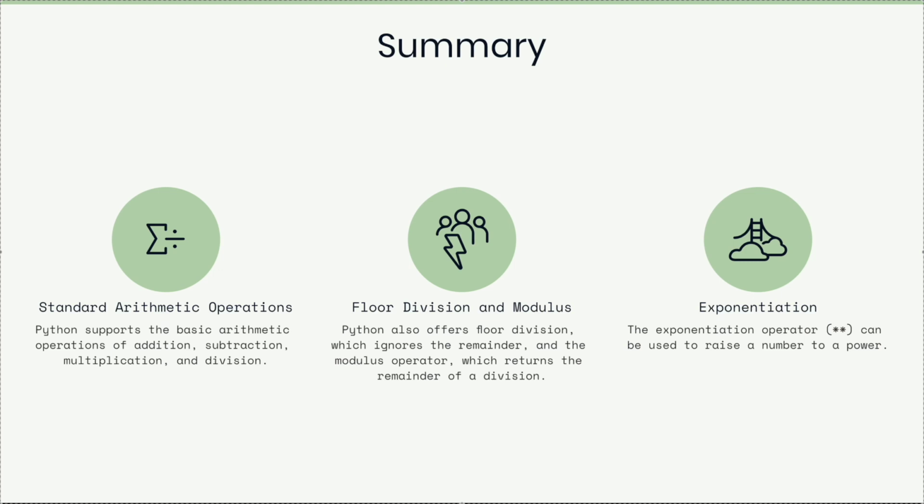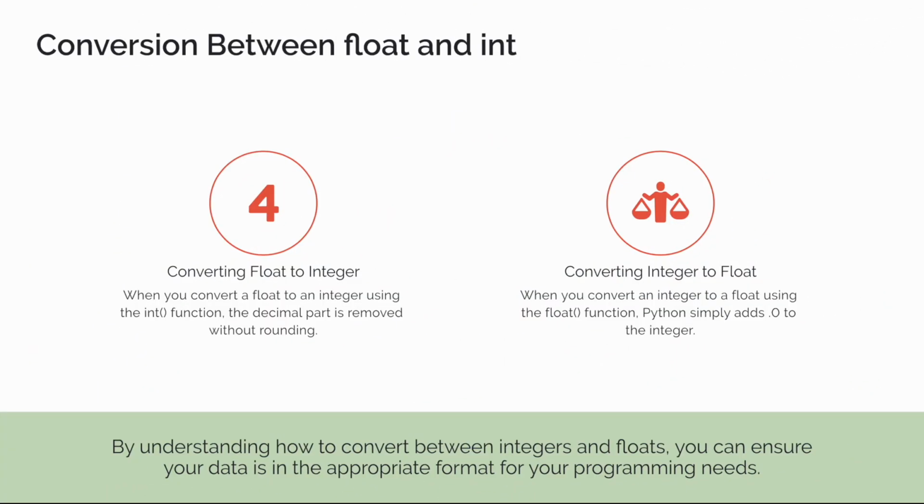So as you can see, Python provides an easy way to work with basic math operations. Each symbol such as plus, minus, asterisk, /, double /, percentage, double asterisk has a specific purpose and you can mix them as needed. Next, let's talk about converting between integers and floats. Sometimes you may need to convert a float to an integer or vice versa.